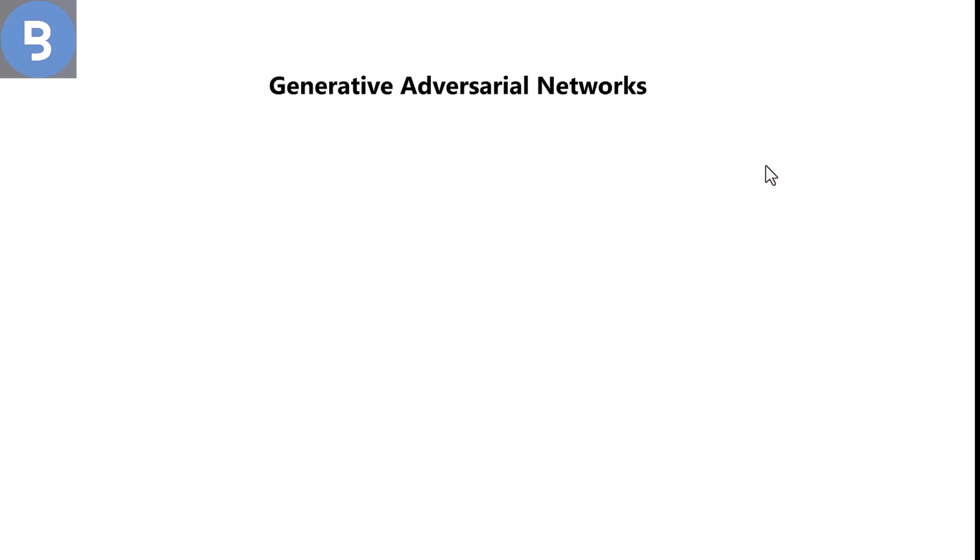Hi guys, today we want to talk about generative adversarial networks, or GANs for short. GANs were first introduced in 2014 by Goodfellow and his colleagues. I think GANs are one of the most creative algorithms in the field of deep learning. GANs consist of two submodels, the generator and the discriminator, and we will talk about them in the following.